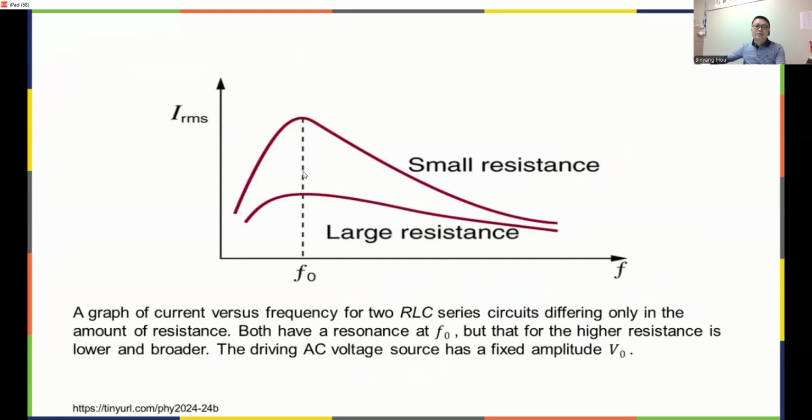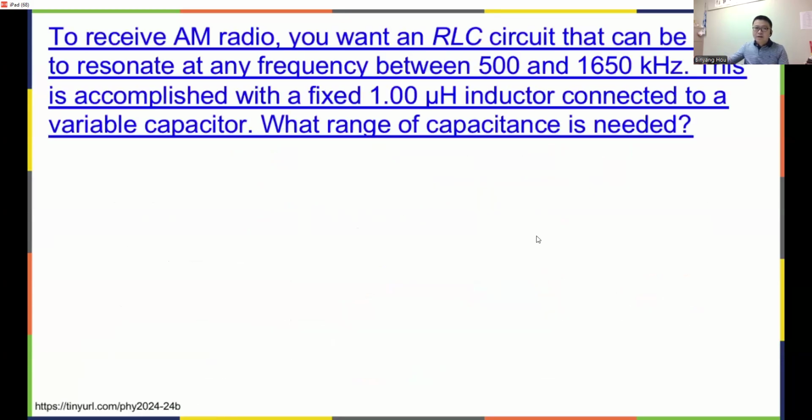Now when that happens, at your resonance frequency f naught, your IRMS is at its maximum. It depends on what resistance you have in the circuit. If you have a smaller resistance, then you'll have a bigger current. If you have a larger resistance, you will have a smaller current. Let's take a look at an application of this through this example here.